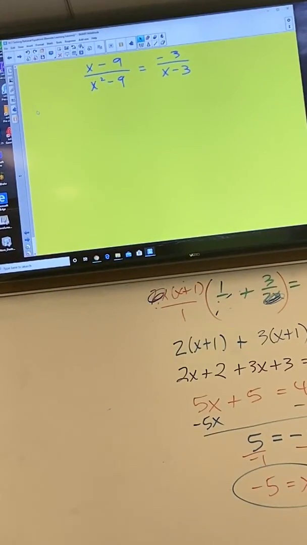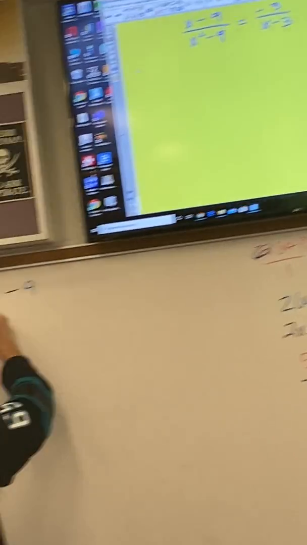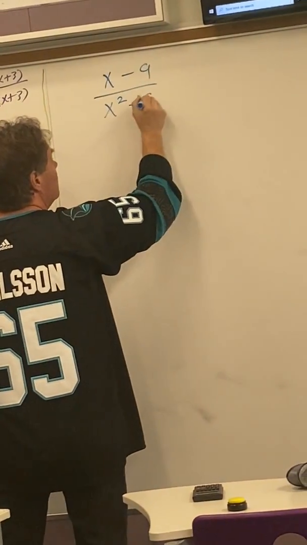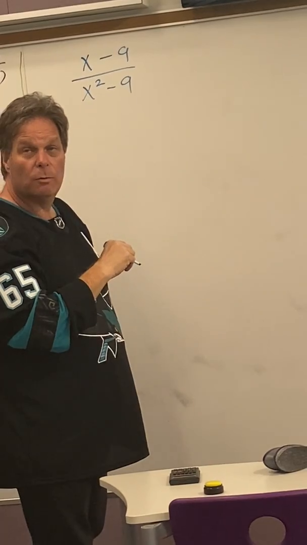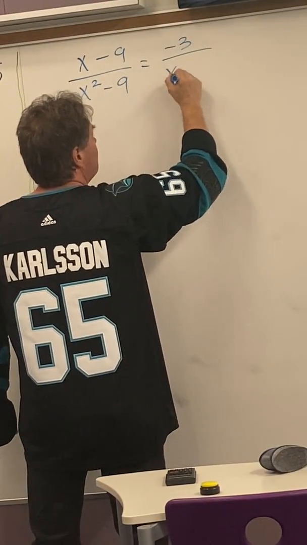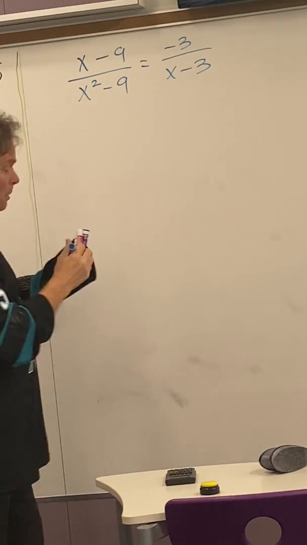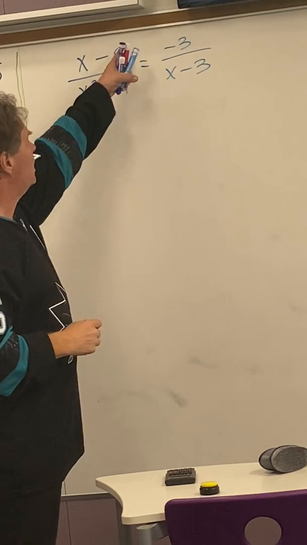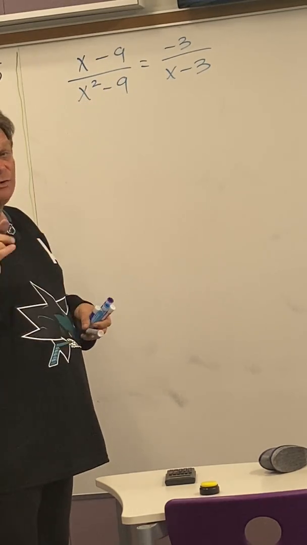Okay, (x minus 9) over (x squared minus 9) equals negative 3 over (x minus 3). Okay, there we go. Now, you might think, wait a minute, I could cancel these 9s, but that's not right.